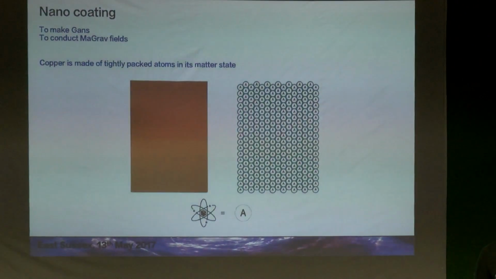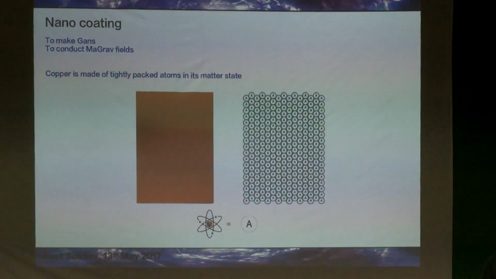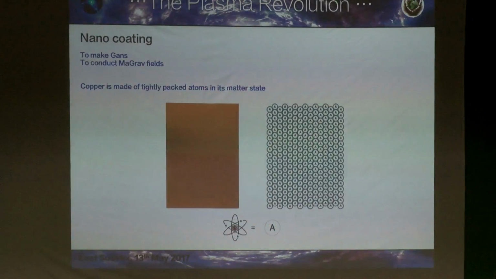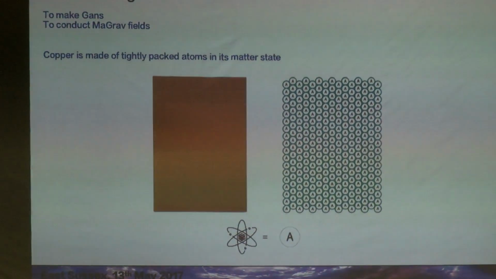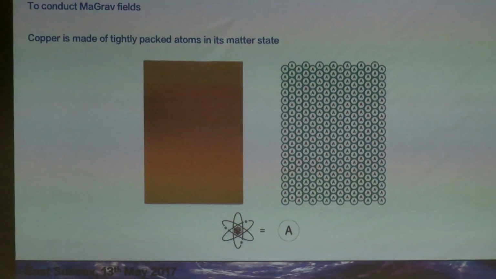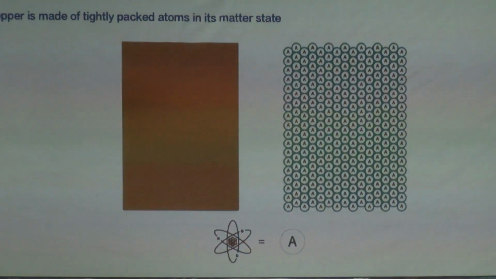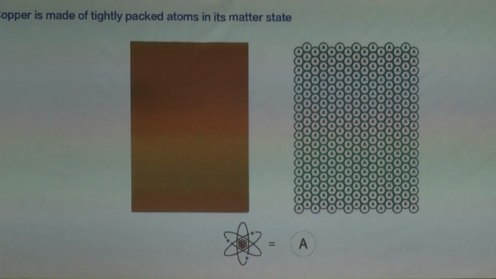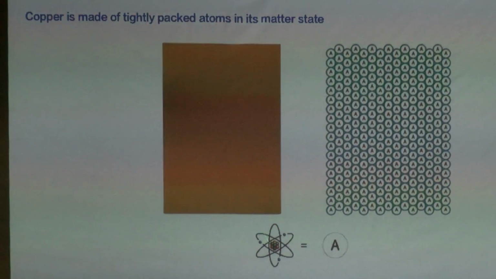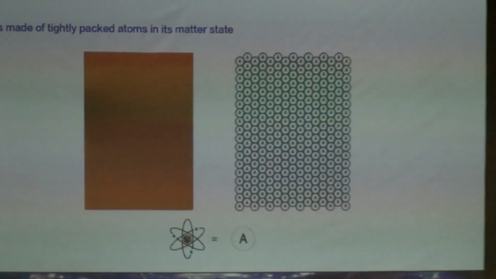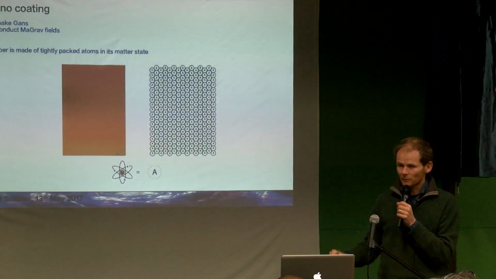And then finally, just the nano coating part. We use nano coating materials to make the GANS and to conduct the magnetic gravitational fields or the plasma fields. So copper, in its matter state, is tightly packed atoms. And that's an atom, that's the plasma, of course. You've got the three fundamental fields, the principle, the transition, and the matter state, all those frequencies, all in one atom, but they're all combined, and we're perceiving the matter state of them.